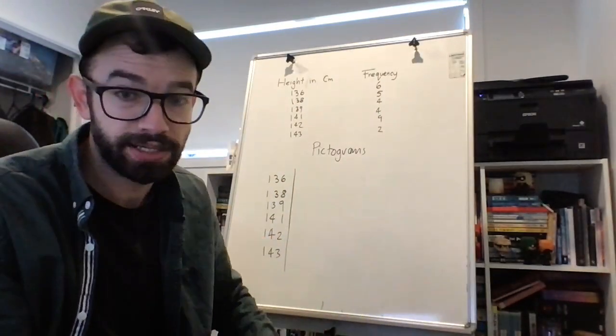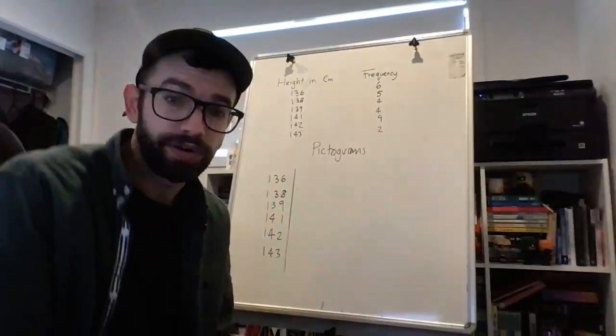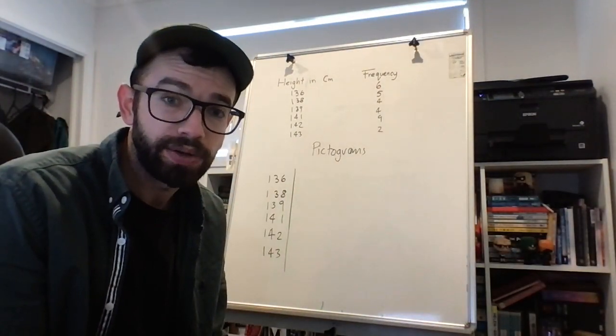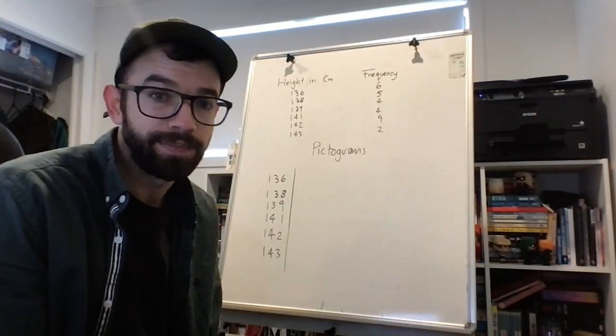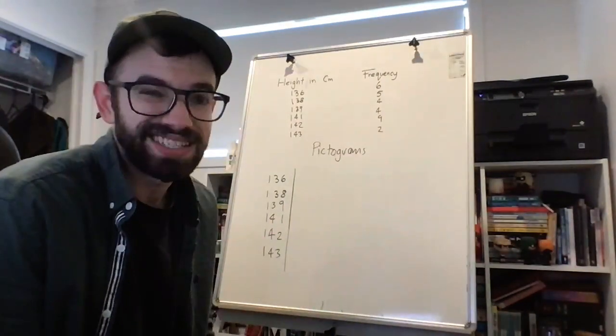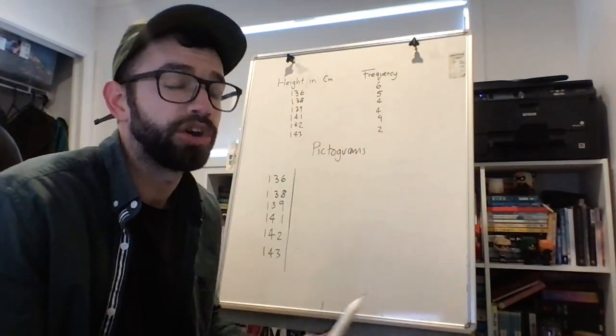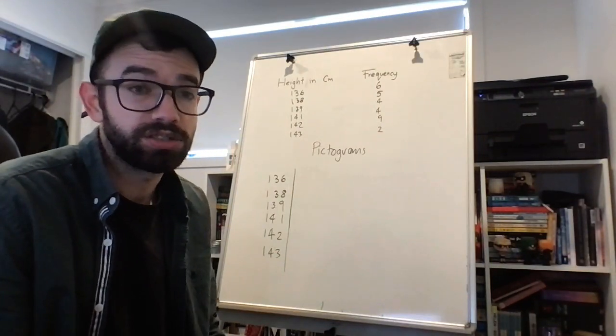Now, in the case of this pictogram, it's asking us to put the different frequencies. Now the frequency is how many times it happened. So if we look at the first one, at 136 centimeters, there were 6 students, or there were 6 occurrences. The frequency was 6. So what we need to do is figure out how we're going to do it.